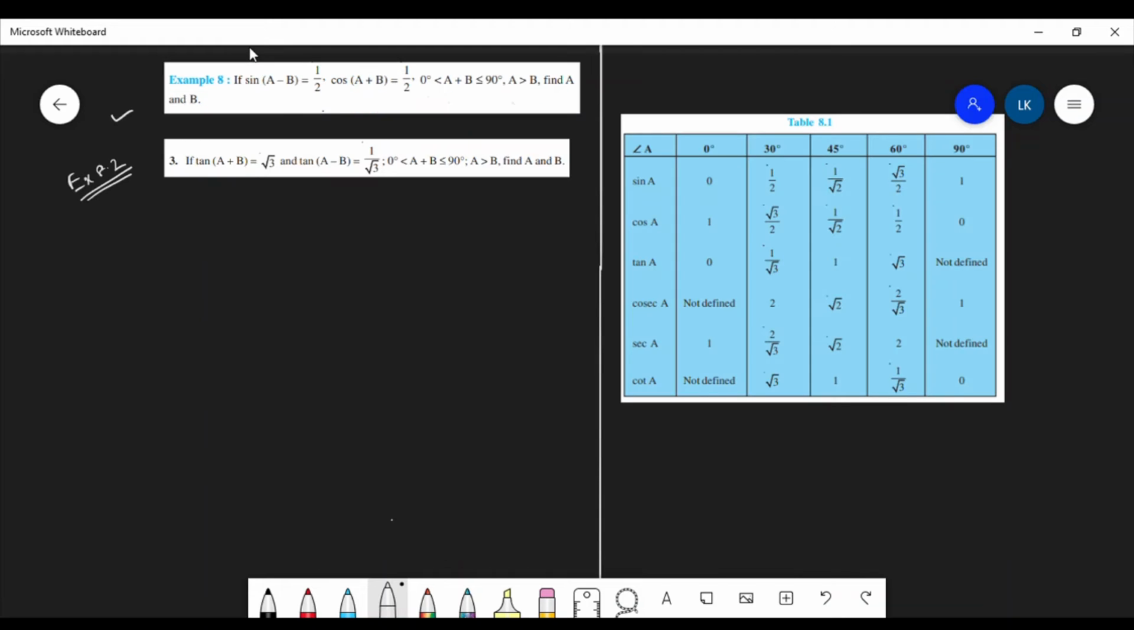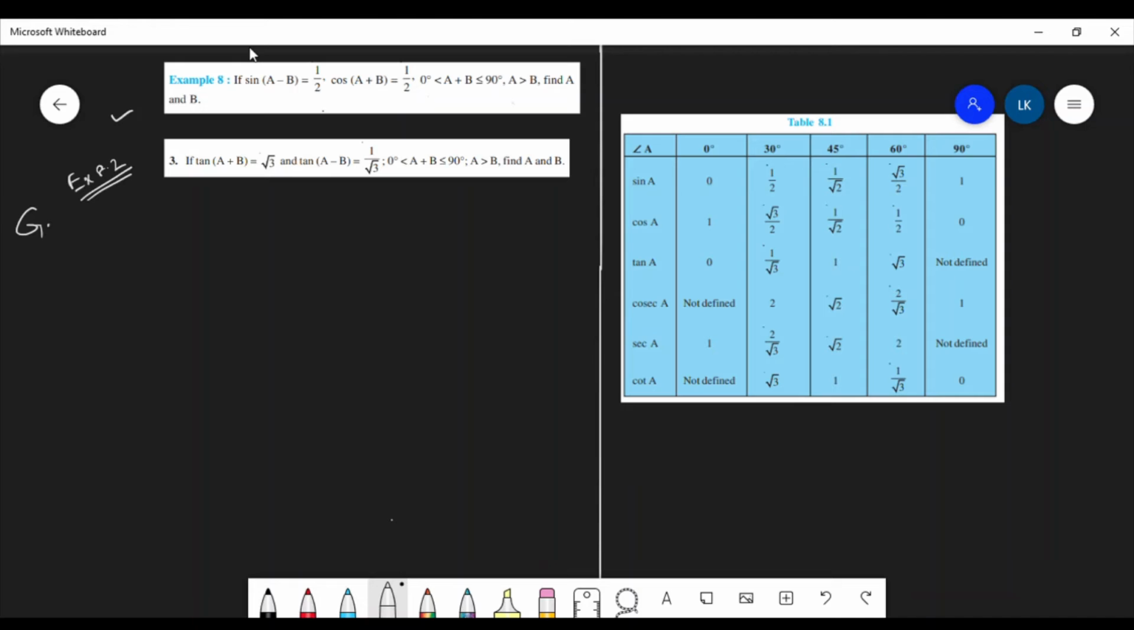Now, example 8. If sin(A minus B) is equal to 1 by 2 and cos(A plus B) is equal to 1 by 2, and if A plus B ranges from 0 degrees to 90 degrees and A is greater than B, find A and B. This is the question. Exercise 8.2 third problem is also a similar type of question, so we are going to do both problems simultaneously. Now let us go to example 8.